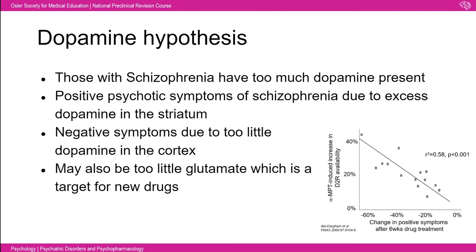So you've got the dopamine hypothesis in schizophrenia, which suggests that there is too much dopamine present in schizophrenic people. Positive psychotic symptoms of schizophrenia are due to dopamine excess in the striatum, and then the negative symptoms are due to too little dopamine in the cortex. There also might be a difference in glutamate, which is a target for new drugs. This graph that I've got on the side here shows that with increased dopamine present, they respond better to treatment. So that's what that association is, where the more dopamine present, the more likely you are to respond to antipsychotic drugs affecting dopamine.